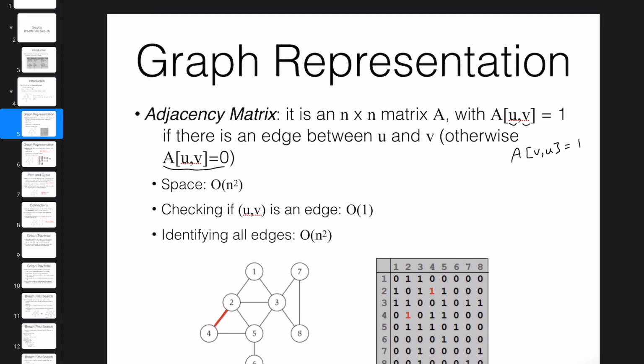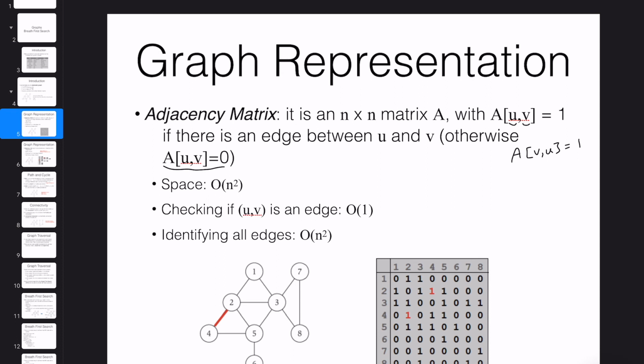So what is the space complexity of this data structure? It's clear that the space complexity is going to be n squared, where n is the number of vertices. It takes too much space, and if your graph is undirected, you are storing the edges twice. But the good thing about this representation is that accessing each edge is constant time.